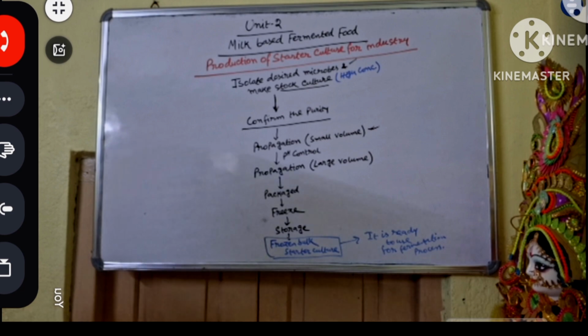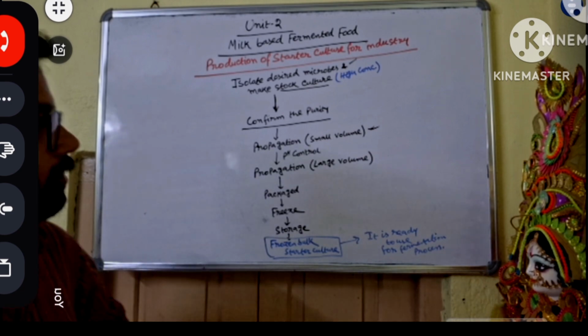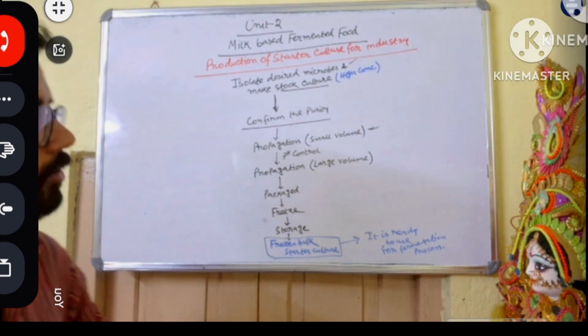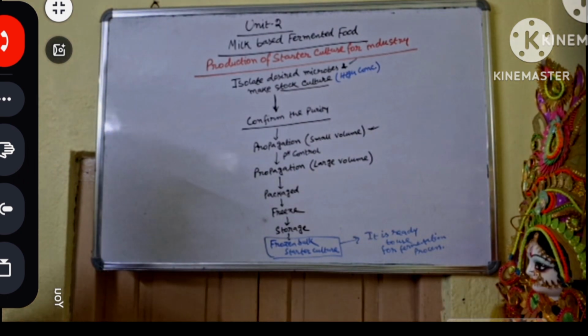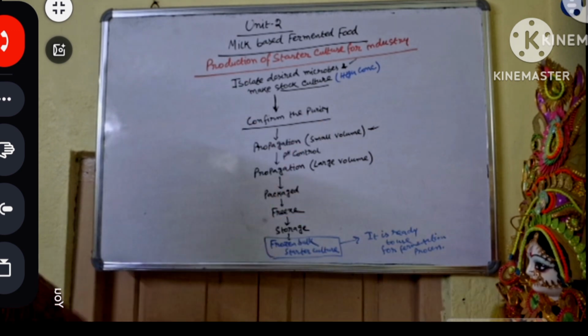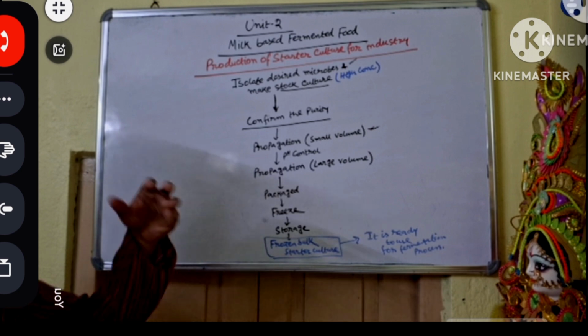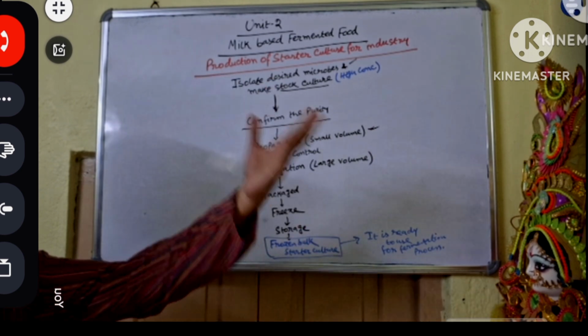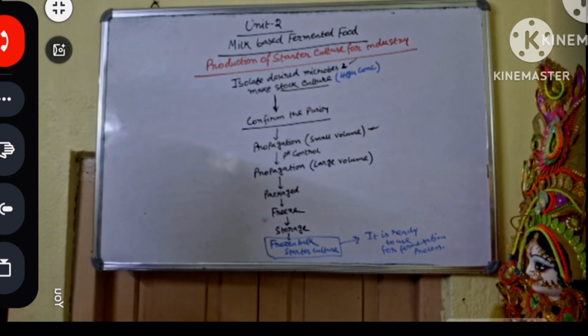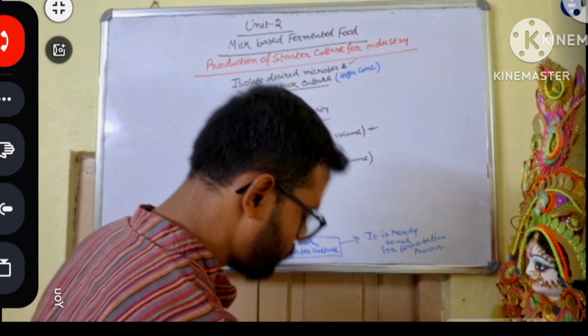So in that way, industrial starter cultures are produced. If you want to store for a long period, that means this starter culture will be used in a future experiment, that experiment could be 1 month, 2 months later, or it could be 1 year later. So what will you do? Just modify.